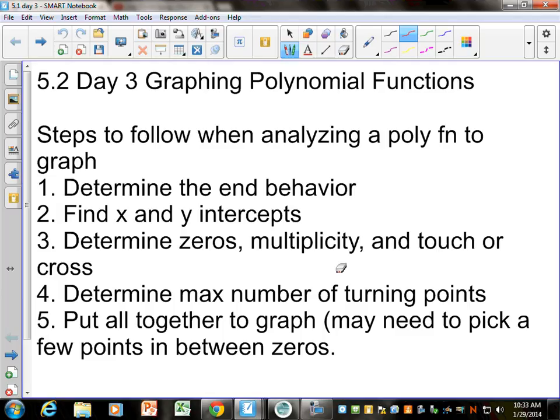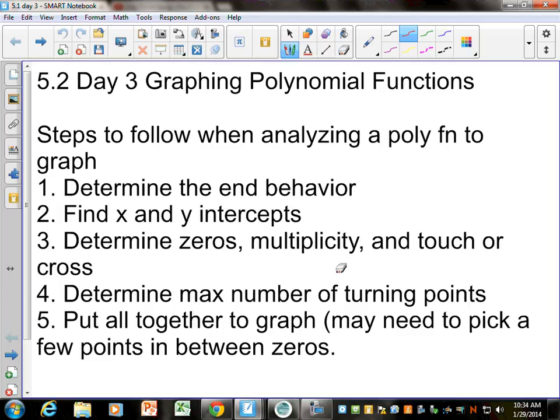X and y intercepts. How do we find x and y intercepts again? You just plug in 0 for the other one, right? So to find x-intercepts, you make y equals 0. To find y-intercept, you make x equals 0. This we did. Determine the zeros, the multiplicity, and does it touch or does it cross. Determine the max number of turning points. We did that already. And then step 5 says, put this all together to make a graph.